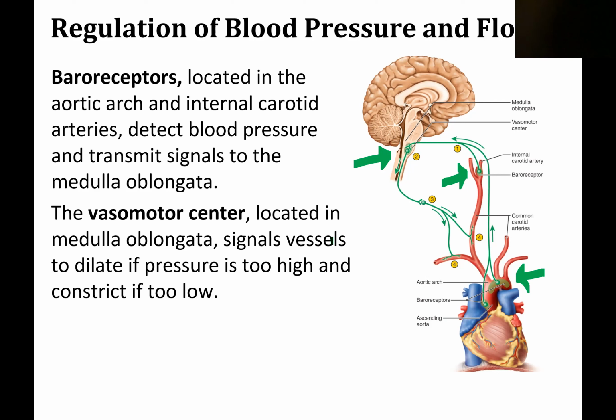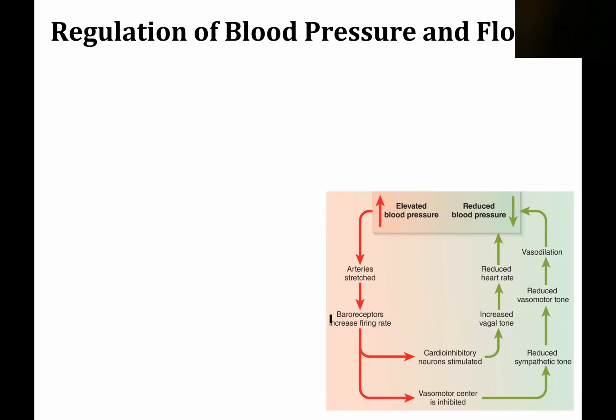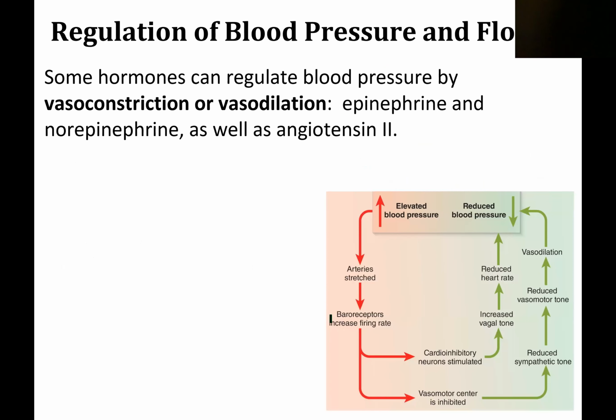So vasoconstriction reduces the volume, increases the pressure. Vasodilation increases the volume, decreases the pressure. Blood pressure is regulated with a negative feedback system. So, hormones to help regulate blood pressure using vasodilation and vasoconstriction.